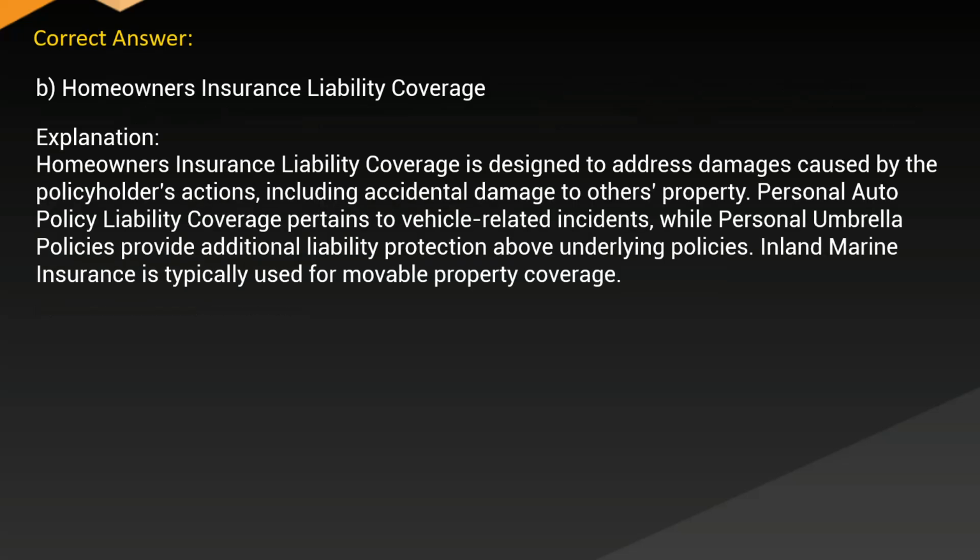Correct answer: B. Homeowners insurance liability coverage. Explanation: Homeowners insurance liability coverage is designed to address damages caused by the policyholder's actions, including accidental damage to others' property. Personal auto policy liability coverage pertains to vehicle-related incidents, while personal umbrella policies provide additional liability protection above underlying policies. Inland marine insurance is typically used for movable property coverage.